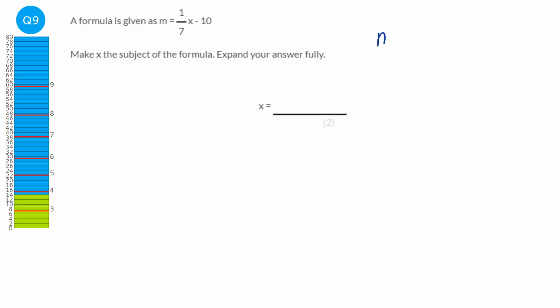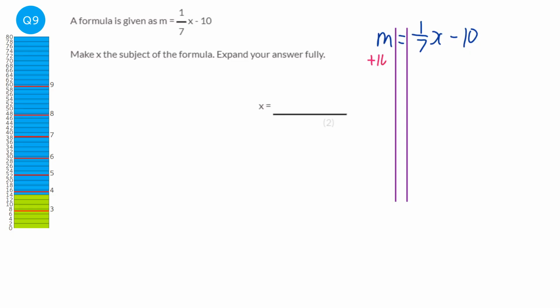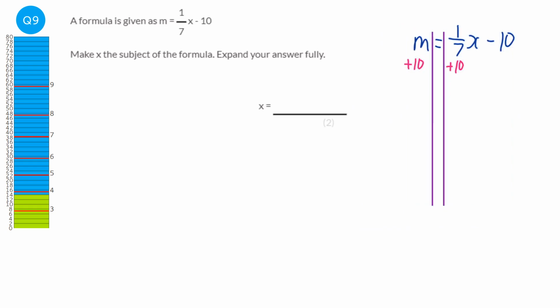So I'm going to start just by writing out the equation, and I could put my lines in. Okay, we're asked to make x the subject, so we're going to first of all add 10 to both sides. In fact, I'm just going to move all this over a little bit so I've got a bit more space. Okay, so we're left with m plus 10 on the left hand side, and we've got 1/7 x on the right hand side. Now to get rid of the 1/7, what I can do is just times both sides by 7.